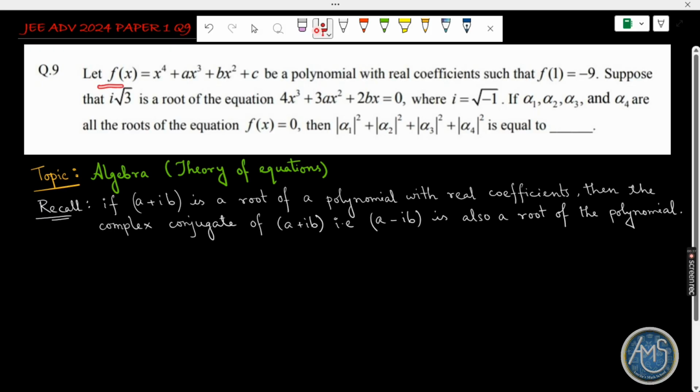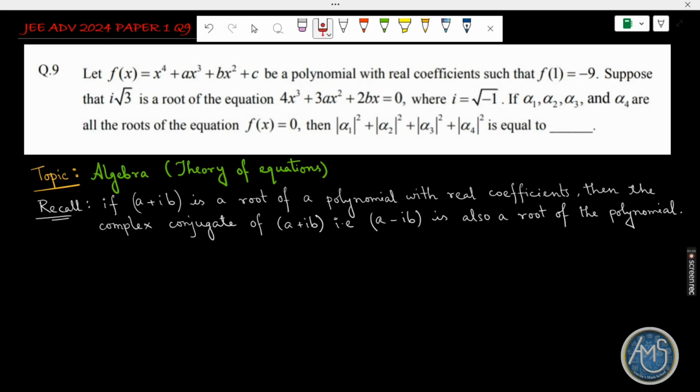Let f(x) equals x to the power 4 plus a x cube plus b x square plus c be a polynomial with real coefficients such that f(1) equals -9. Suppose that i root 3 is a root of the equation 4x cube plus 3a x square plus 2b x equals 0, where i equals root -1. That means a complex root. If alpha1, alpha2, alpha3 and alpha4 are all the roots of the equation f(x) equals 0, then we have to find the value of this expression. That means the sum of the squares of the moduli of the roots.